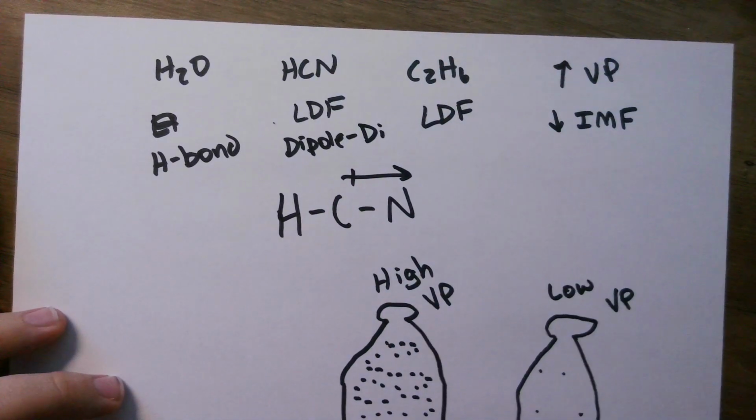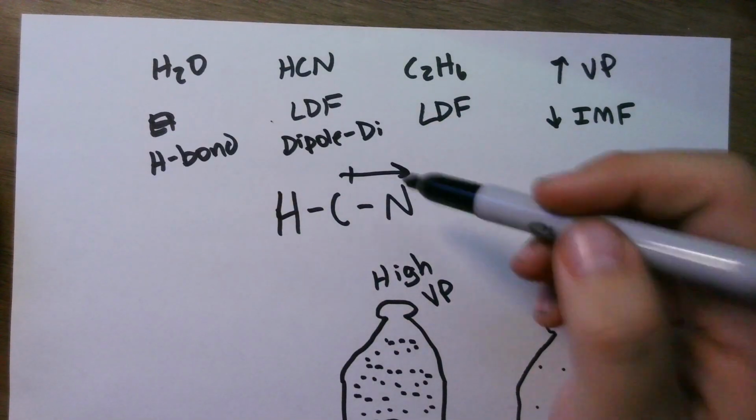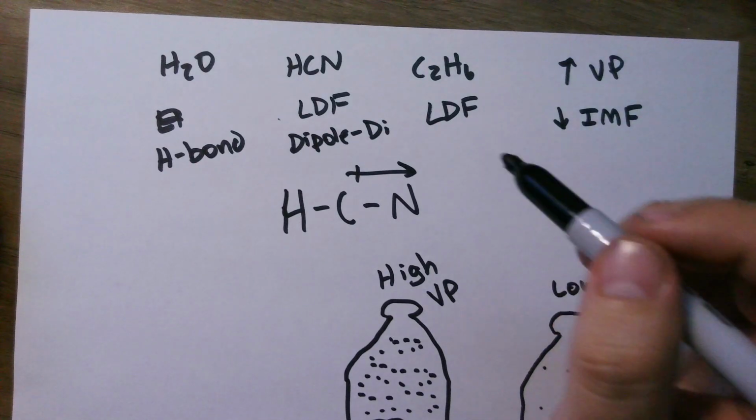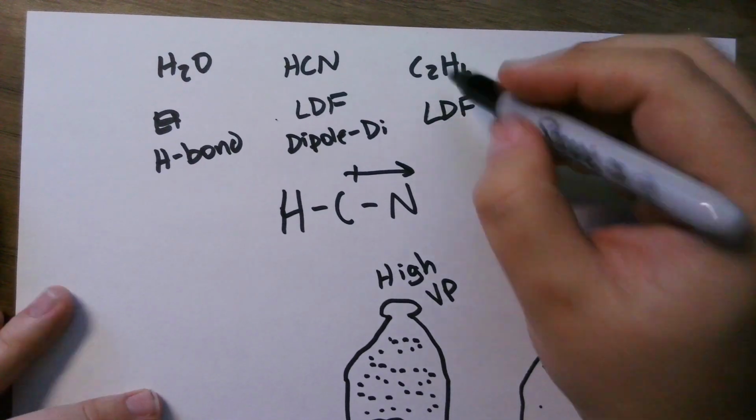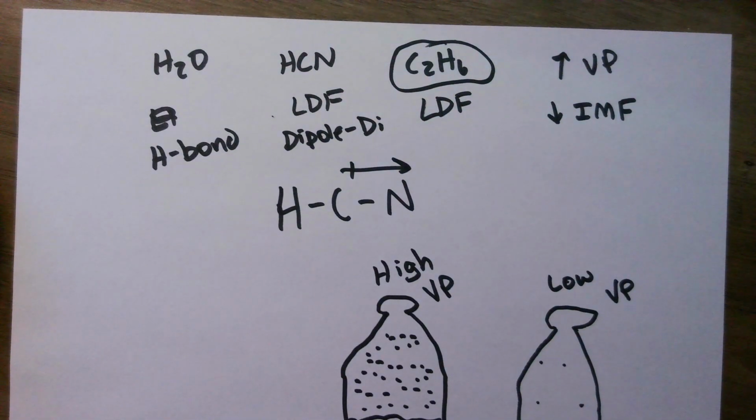Okay. So H2O has all the types. HCN has London dispersion forces and dipole. LDFs only in C2H6. So this has the lowest, so it is your answer. It has your highest vapor pressure. That liquid would make the most vapors in its bottle.